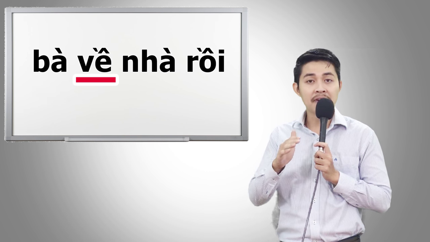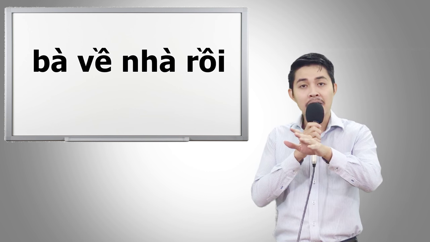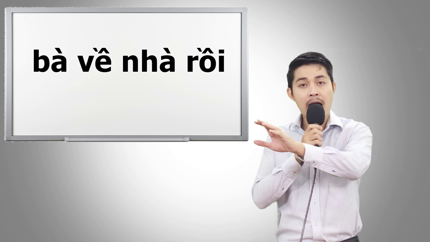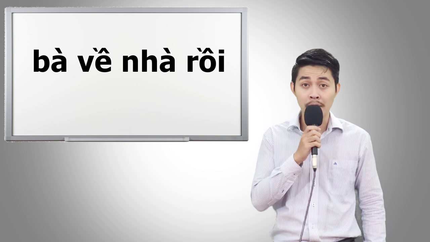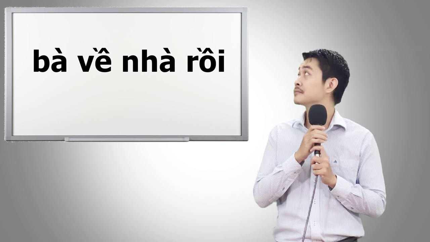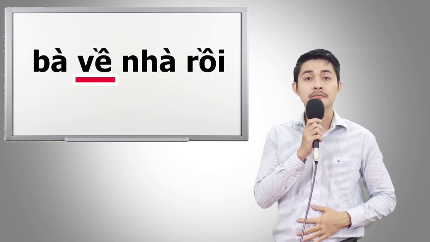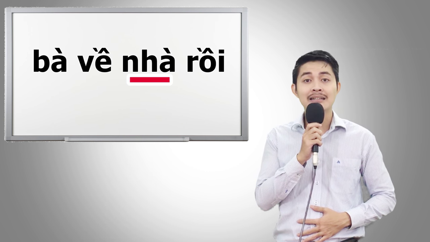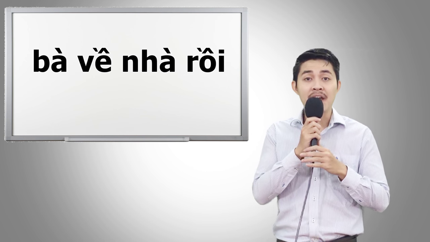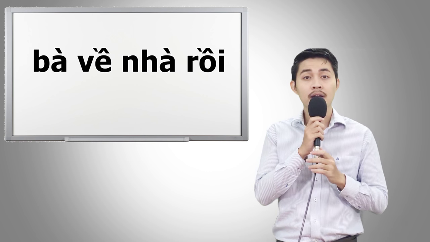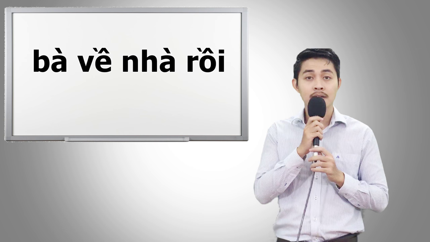Bà về nhà rồi. Bà về nhà rồi. See? I'm lowering the tone a little bit. Bà về nhà rồi. Now repeat each word. Bà, về, nhà, rồi. Bà về nhà rồi. Bà về nhà rồi. Good.